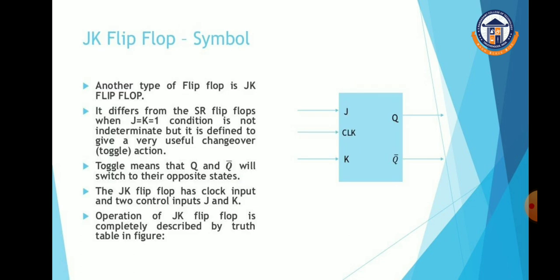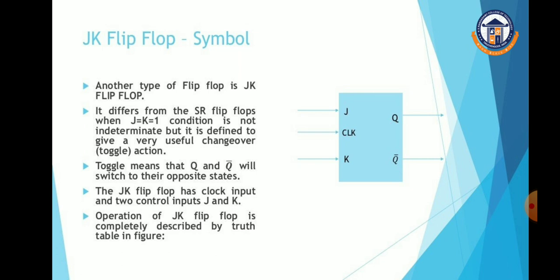Okay, and the JK flip flop. In this JK flip flop we have J and K inputs and Q and Q bar outputs. This is another flip flop, and the JK flip flop differs from the SR flip flop. When J and K are both equal to 1, the condition is not indeterminate, but it is defined to give a very useful changeover, that is a toggle action. You know the toggle action? Toggle means that Q and Q bar will switch to their opposite states. If Q is 1, Q bar will be 0. If Q is 0, Q bar will definitely be 1. So that is the toggle operation.